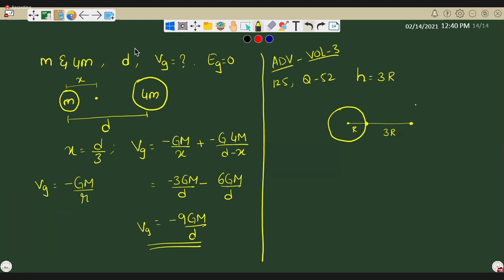Minus. It's plus. Why do you get plus? 3 by 4 mgR. Why will you get plus? It was there in the formula also.